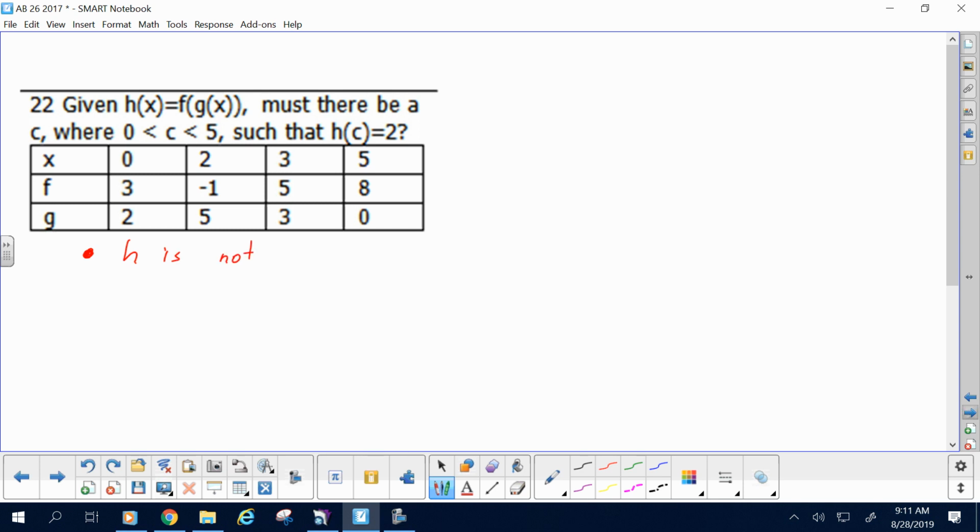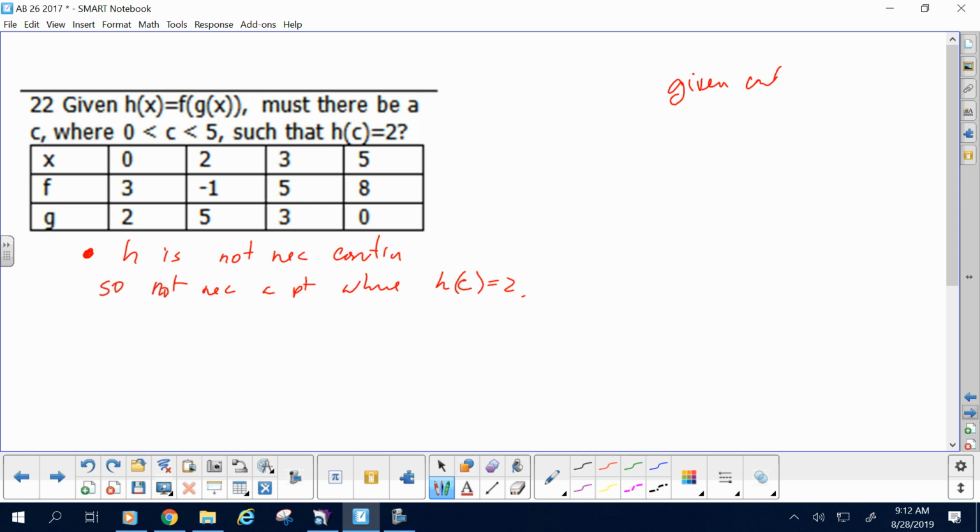H is not necessarily continuous. So there's not necessarily a point where h at c is 2. In other words, don't assume continuity. Read. Okay, don't get lazy. Now, I don't actually know if that was my intention or not, quite frankly. So let's say that, just for test practice, they had been given continuous. So if you had that, you're good.